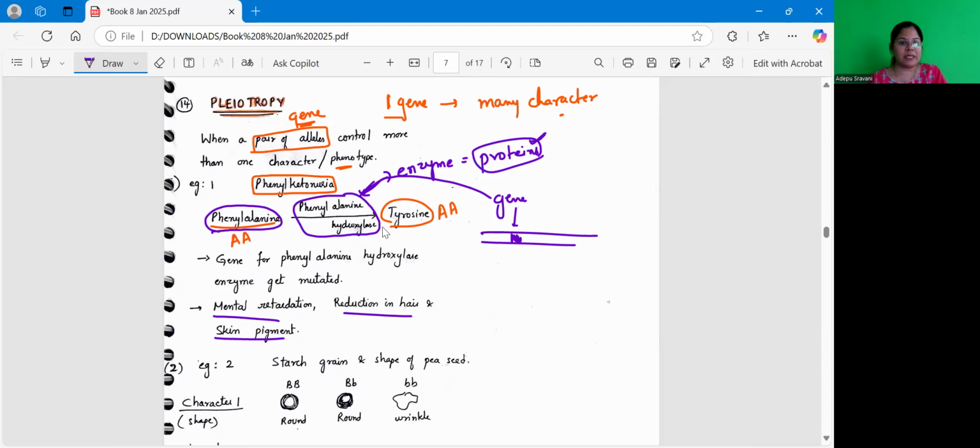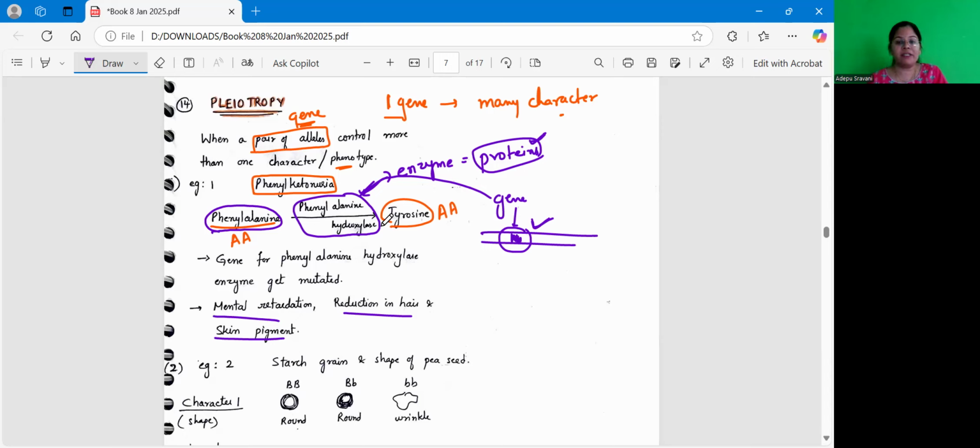So basically what is happening, if this gene was functional, we could get phenylalanine hydroxylase. As a result, phenylalanine is getting converted into tyrosine. So we can see a healthy mind, that is a healthy brain, then good growth of hair, and we don't have any skin pigmentation like that.